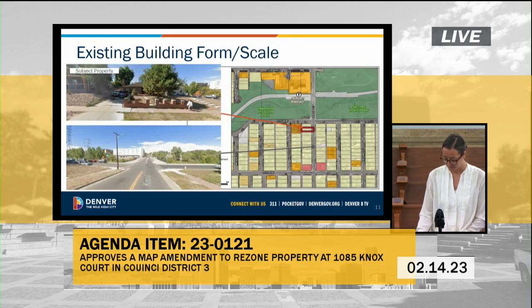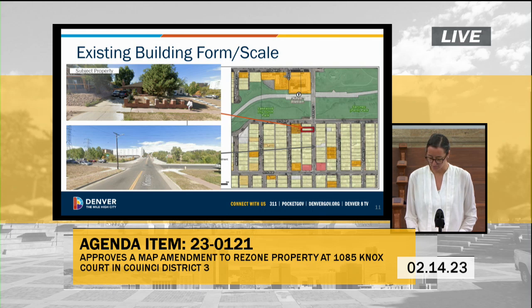This slide shows the subject property is located in a residential area in very close proximity to the Knox Street RTD station and gives an idea of the character of the neighborhood. In the top left image, you can see the subject property, and in the bottom left image, which is looking north to Knox Court, you can see how close the site is to the station.